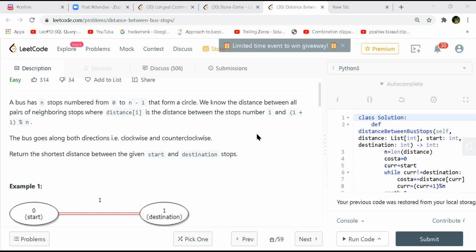And then from the destination you go to the start, and treat the whole array as a circular array using modulo size of that array.